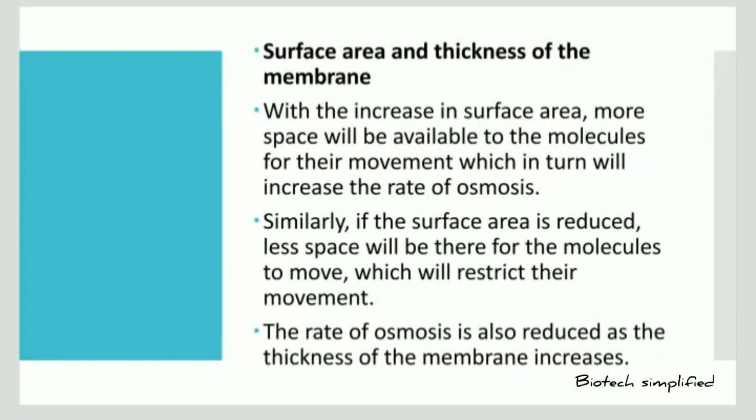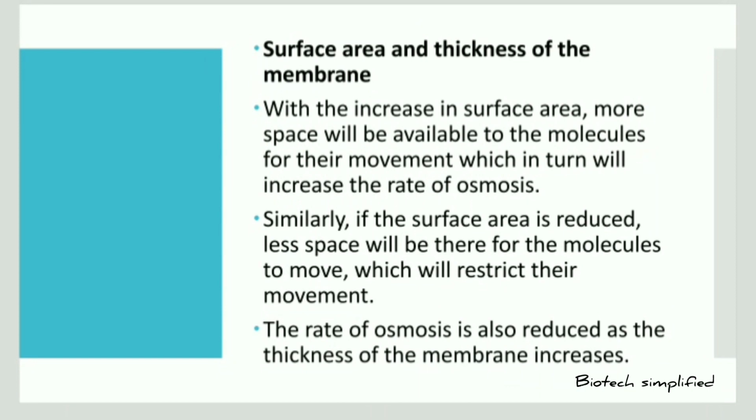The fourth factor affecting osmosis is the surface area and the thickness of the membrane. When the surface area is increased, the space available for the molecules to move is increased. This results in an increase in osmosis. Similarly, when the surface area is less, the space available for the molecules is less, hence the rate of osmosis is reduced. When the thickness of a membrane increases, it decreases the rate of osmosis.